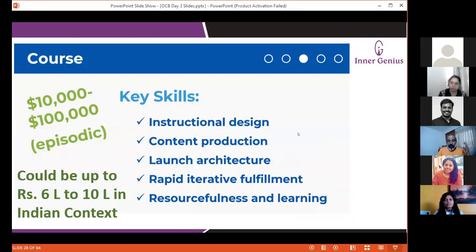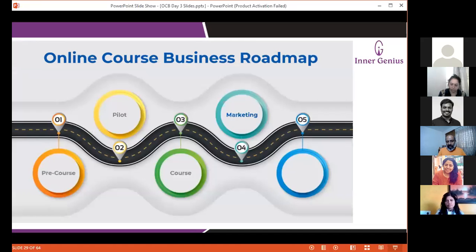But here the key skills that are required are instructional design and content production. This is where videos come into the picture. Then launch architecture: how do you launch it? And then rapid iterative fulfillment. You need to be very quick in fulfilling the requirements. Of course, resourcefulness and learning repeat here. Only when you master the course level do you get into the next level, which is marketing. When you get into marketing is when it stops being episodic.